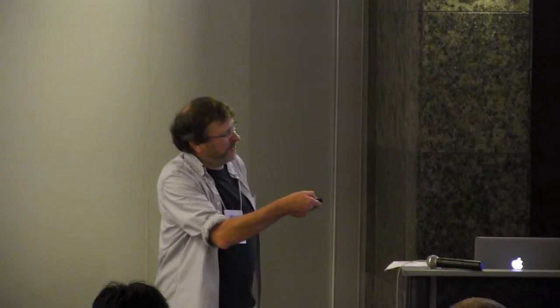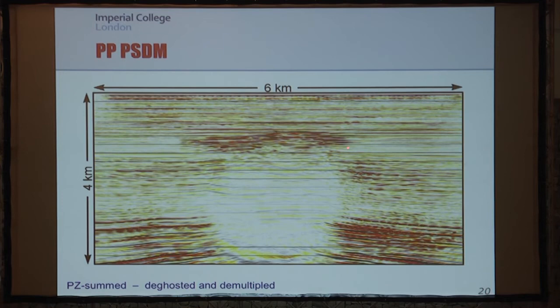These bright reflections here and these bright reflections at the side are caused by the gas filling the sand layers and not the shale layers, making the reflectivity much brighter. So this is gas-filled or partially gas-saturated rocks here and here and here. And then this hole is basically produced by the attenuation and by the distortion of the wave field produced by that gas cloud.